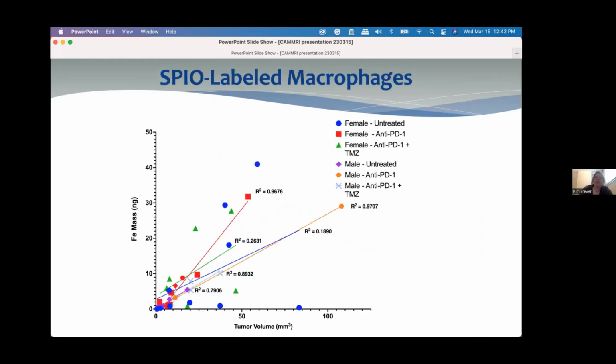Macrophages were a little bit more complex. The effect was not necessarily linear for some of the groups. For some of them it was, for some of them it wasn't. So this is obviously a more complex behavior that we're still investigating. Overall, you do generally see an increase in iron oxide with tumor volume, but there are a lot more outliers. So overall, the behavior was a lot more variable, which is interesting.